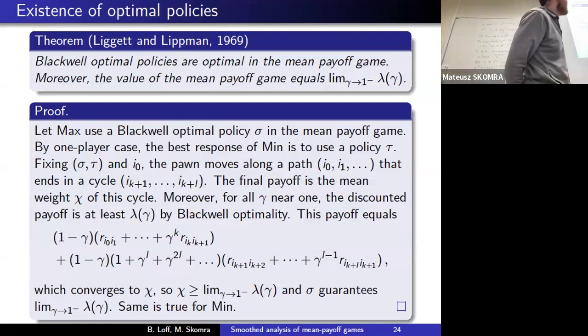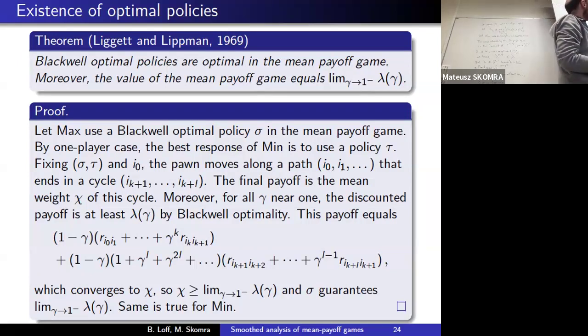So again, as always, let us say that Max uses a Blackwell optimal policy sigma. Okay, so the best response of Min, we have already seen this, is to use a policy. So if I fix sigma, now I have a one player problem. So the best thing that Min can do is to use a policy that goes to the lowest cycle. So if there is a policy, good. So now what happens when we fix sigma and tau? Well, the pawn moves along some path that ends in a cycle. So the mean final payoff is the mean weight of this cycle. Okay, so this is the mean payoff.